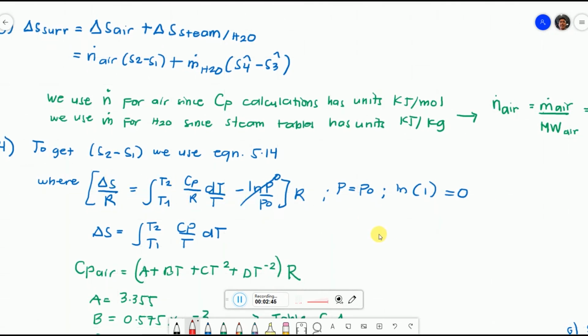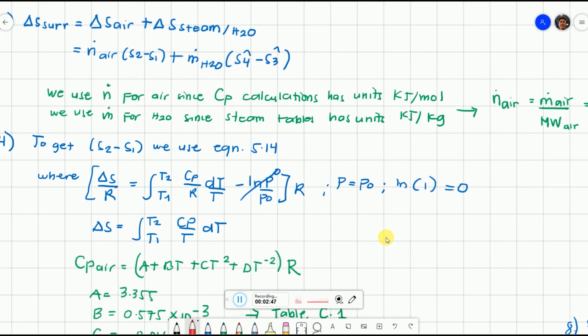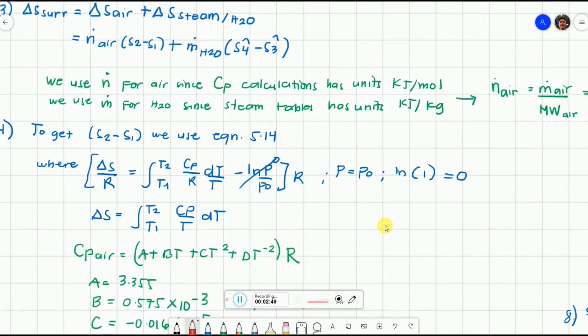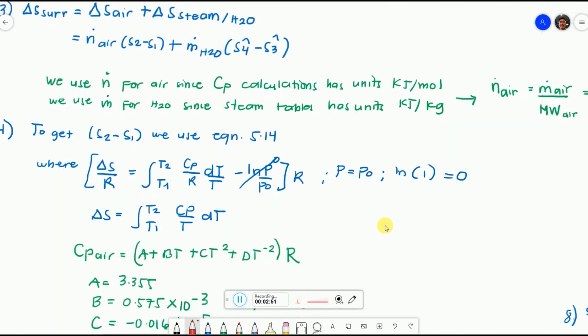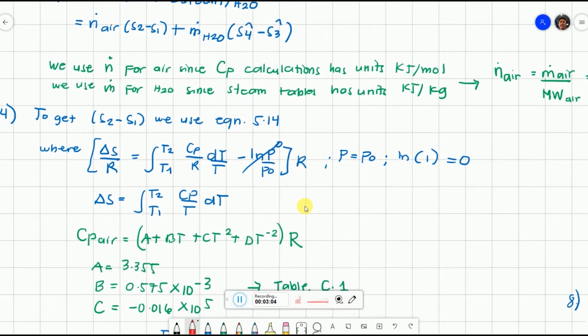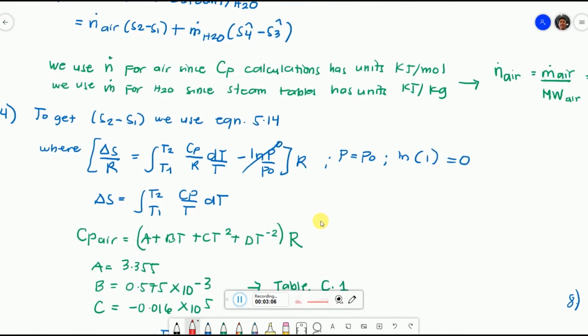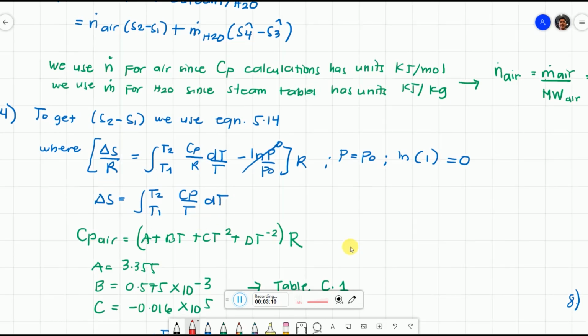Next, we find S2 minus S1 by using equation 5.14 of our textbook, which is shown in this expression. We multiply both sides by R. Then we know that P equals P0, given a value of 1 bar, and we know that ln 1 is just equal to 0, which cancels out this expression. Therefore, the change of entropy S2 minus S1 is just equal to this expression, which is the integration of Cp over T dT.